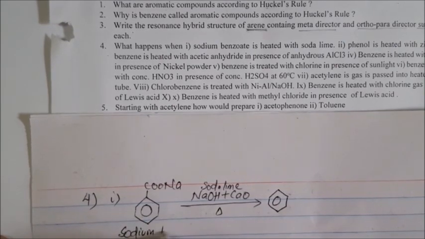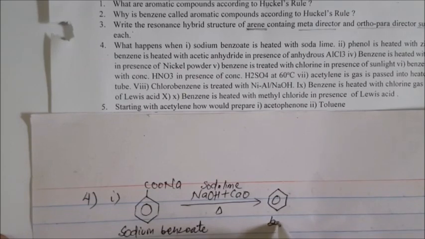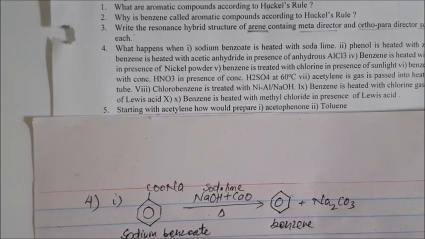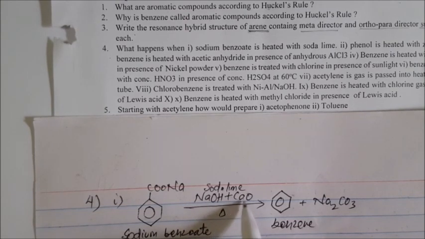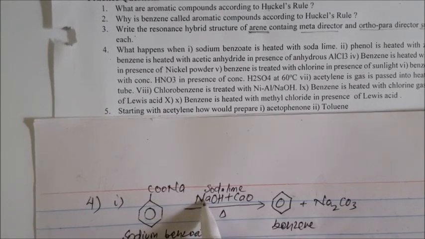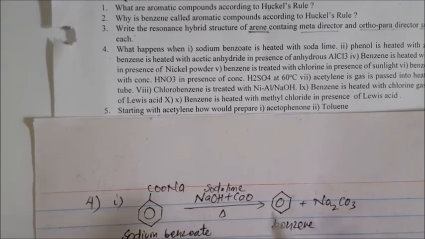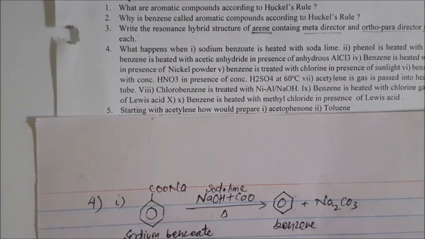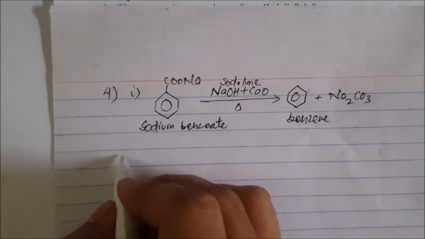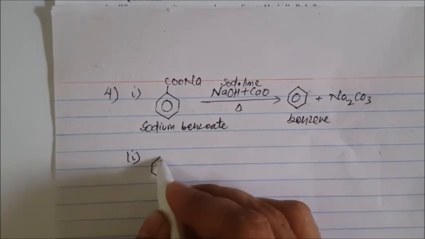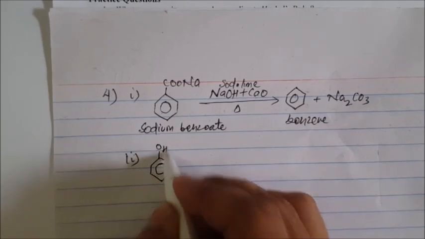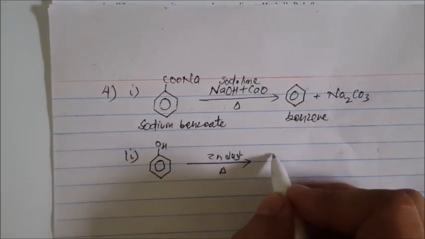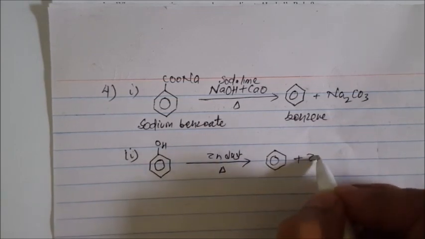So this is sodium benzoate, this is benzene, along with Na2CO3 as the byproduct, and the CaO is used here to absorb the water molecules or to keep the NaOH in dry conditions. The next question is: phenol is heated with zinc dust. This is the structure of phenol, and when it is heated with zinc dust, it gives benzene along with zinc oxide.